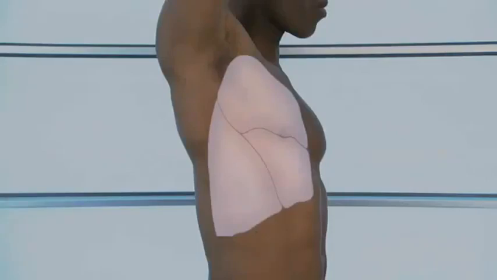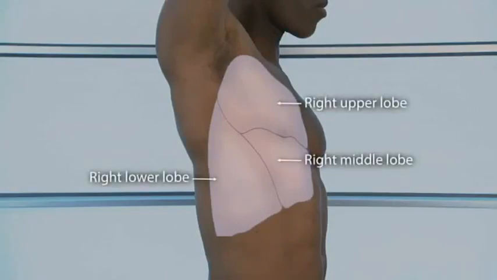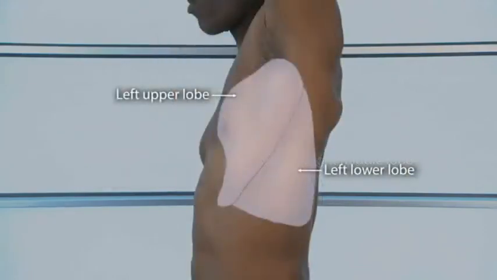Each lung is divided roughly in half by an oblique or major fissure. The right lung is divided into the upper, middle, and lower lobes. Note that the right middle lobe underlies the axilla. The left lung has only two lobes, the upper and lower.